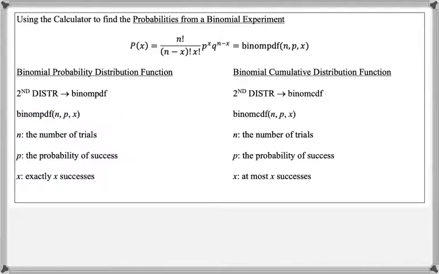We also have the binomial cumulative distribution function, which is in the same place, and we enter in the same information except for this is at most x successes.